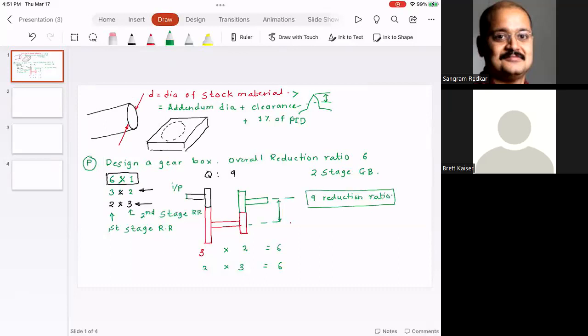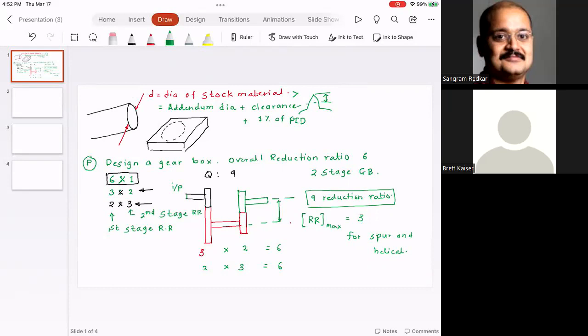So the first question that comes to my mind: should I have a 2-stage gearbox or a 3-stage gearbox? Here is a rule of thumb. Never exceed a reduction ratio of 3. So the reduction ratio max should be 3 for spur and helical gears. And in some cases, you may go to 4, but very rarely would you exceed 4.